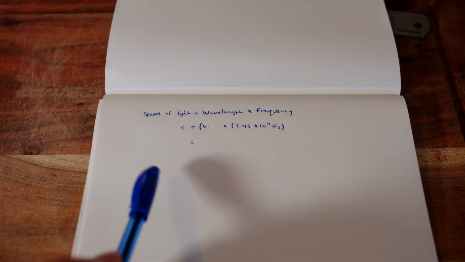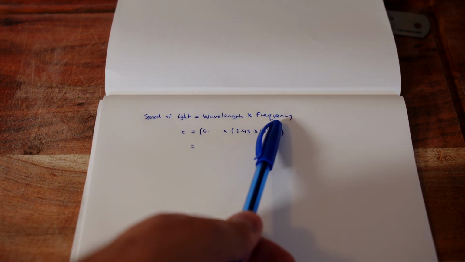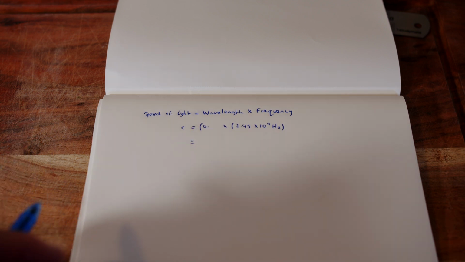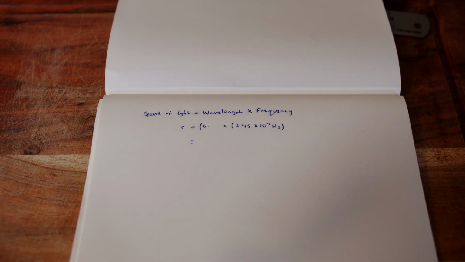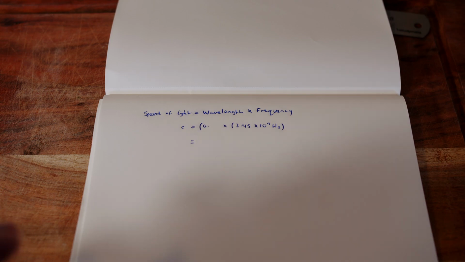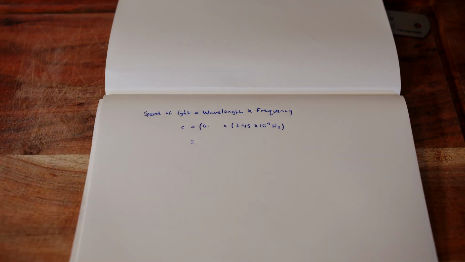Now the equation is pretty simple. The speed of light is equal to the wavelength times the frequency. Now most microwave ovens' frequency is 2.45 gigahertz. And that basically means 2.45 billion wave cycles per second. Now in my case, my oven is exactly that. It is 2.45 gigahertz, so that makes it easier for me.